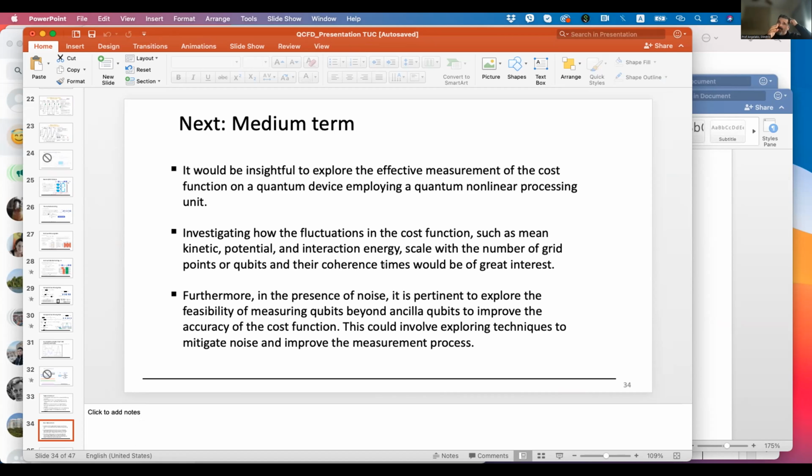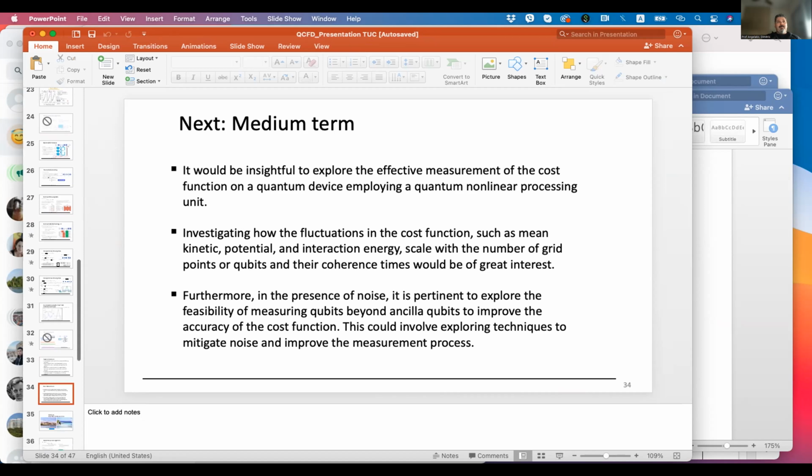Basically, these are small scales so far. We have 4 or 5. But if you try to go more, I expect that the fluctuations will grow, especially on real machines. We can also look at how to include measurement of more qubits beyond the ancilla one, the top one, to improve the accuracy in the estimation of the cost function. That's all more or less at the moment.